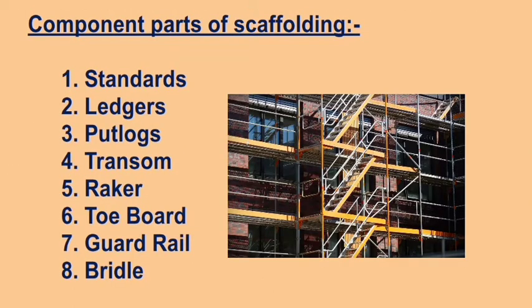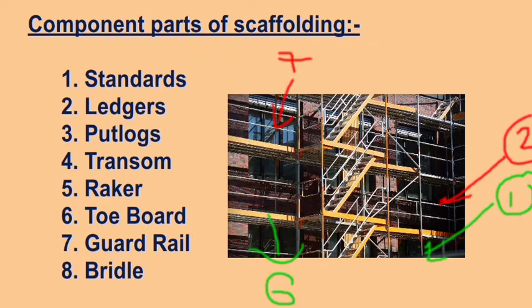Component parts of scaffolding. First one, standards. These are the vertical members of the framework and they are either supported on the ground or drums or embedded into the ground. Second one, ledgers. These are the horizontal members parallel to the wall.